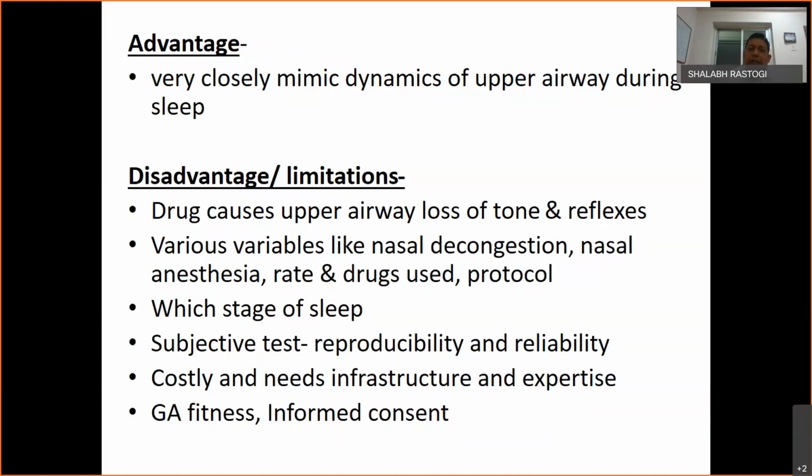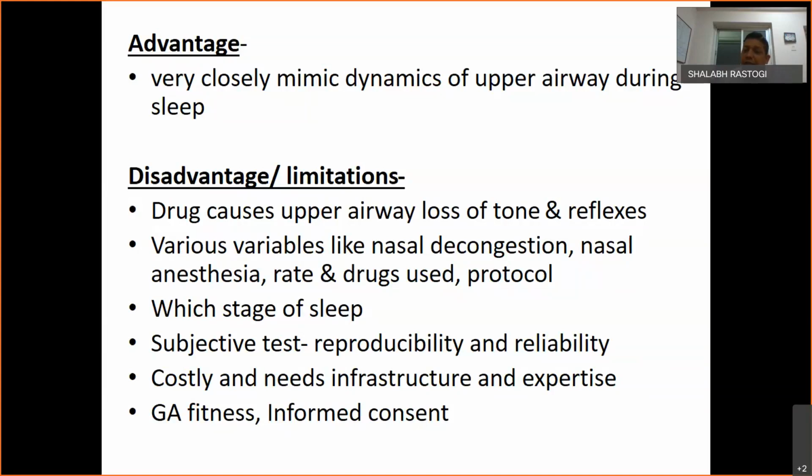What is the advantage of DISE? Basically, we get to see all the structures in front of us, how they behave during the night time. So it mimics the dynamics of the airway during sleep. Now, what are the disadvantages? There are various disadvantages for DISE. Basically, it's not a natural sleep. So it is induced by the drug, and all the anesthetic drugs may cause loss of tone and reflexes. So it may give an altered response.